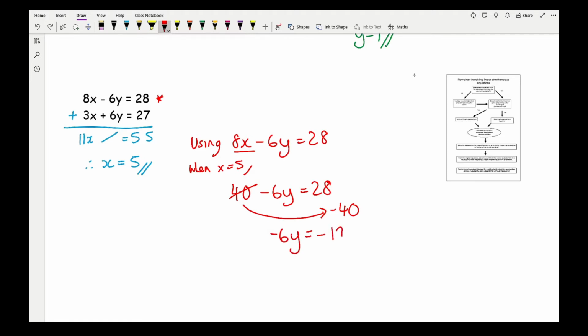So then from this, I've got to get rid of the minus 6. So I do that by dividing by minus 6. So here I've got y equals minus 12 divided by minus 6, which gives me positive 2. So my answer for this question is my two values which I've worked out, which is x equals 5 and y equals 2.